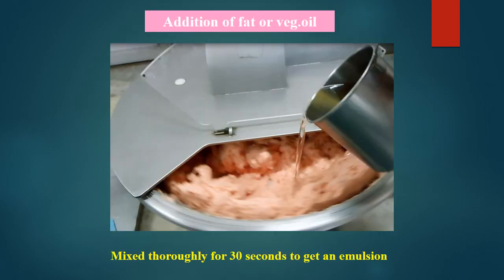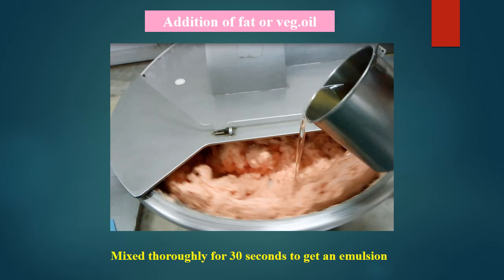Here we can see that after the first phase of extraction of protein and making the slurry, the oil is being added into the bowl chopper at a slow speed, and slowly the oil will be captured by this slurry, and we have to run it at high speed for about 30 seconds.